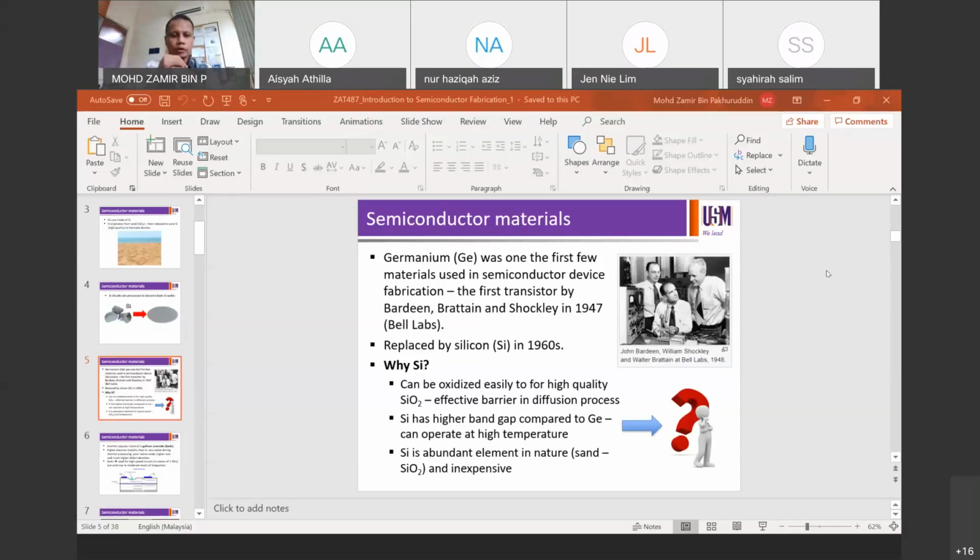Okay. Then the third reason is silicon is abundant in nature, right? SiO2, sand, is abundant in the earth's crust and therefore inexpensive. Okay.